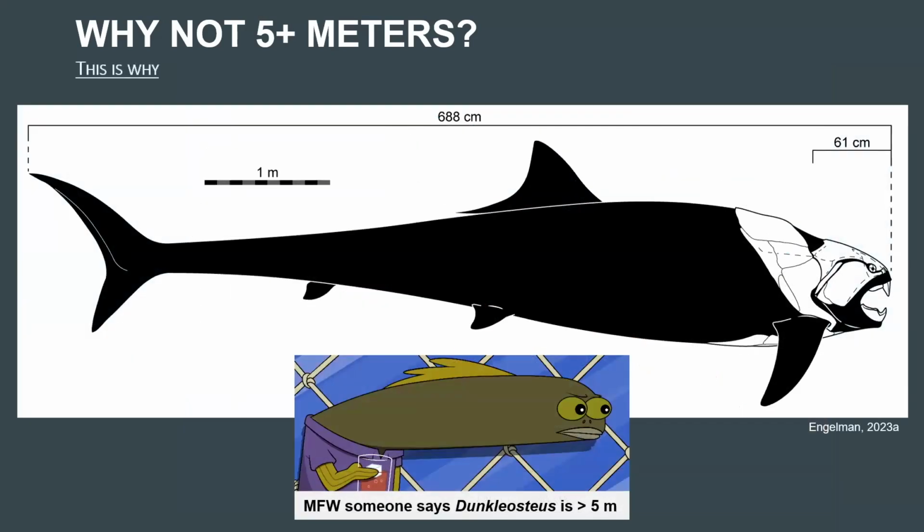So when we're looking at why we can't have a Dunkleosteus that's 5 more meters long, this is why. This is what happens if you try to reconstruct Dunkleosteus using lengths proposed by prior authors. You get this.